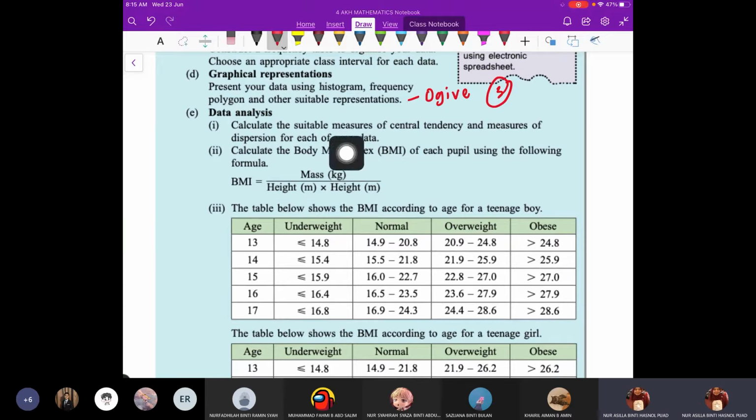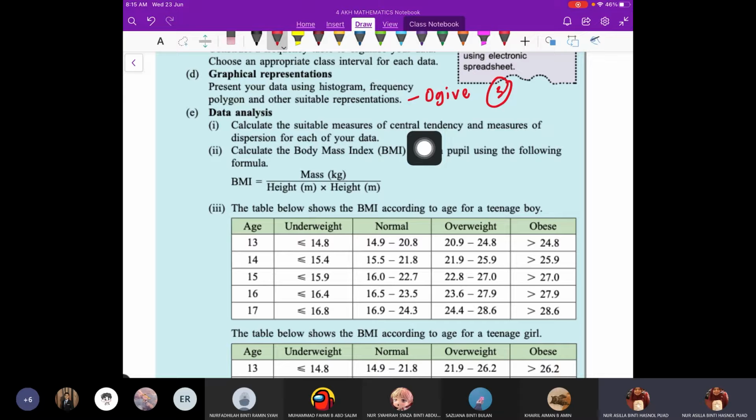So kita calculate suitable measures of central tendency. So here maksudnya kita belajar dulu waktu form 4, mode, median, mean. So bergantung, mode, median, mean bergantung kepada jenis data. Ada outlier atau tidak. Okay, data itu konsisten atau tidak. So which one yang kita rasa suitable? So kalau dia ada outlier, mungkin median suitable. Okay, kalau tak ada outlier, mean is suitable. Jadi kamu kena bagi tahu why you choose your central tendency.